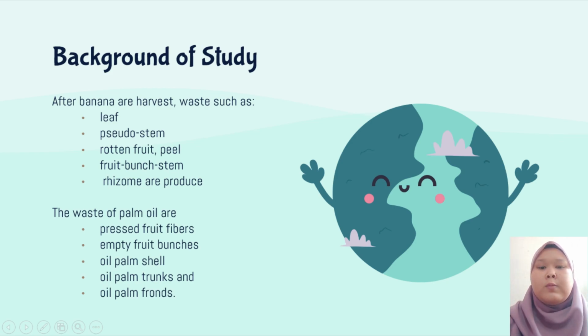Next, the waste produced from the palm oil are pressed fruit fiber, empty fruit bunch, oil palm shell, oil palm trunks, and oil palm fronds.